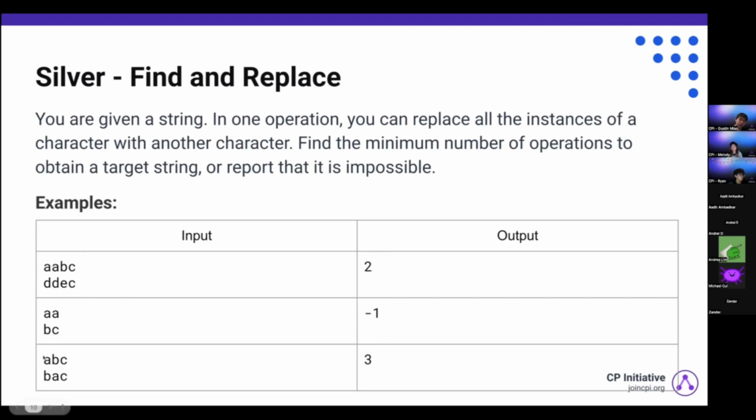For this second sample, the answer is -1 because it's not possible to do this operation any number of times to change AA to BC. And we'll get into that in just a second.